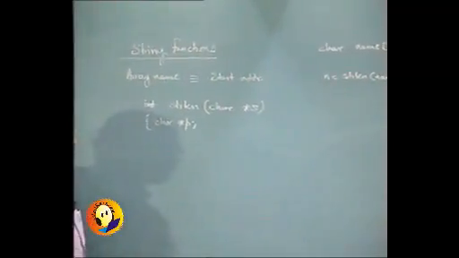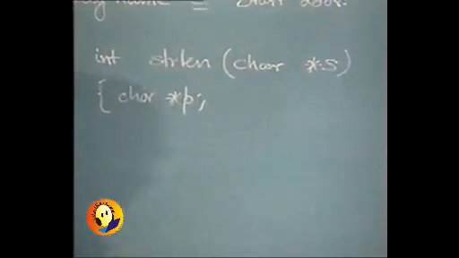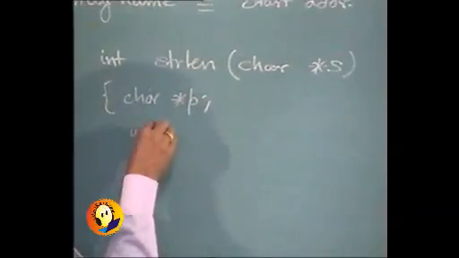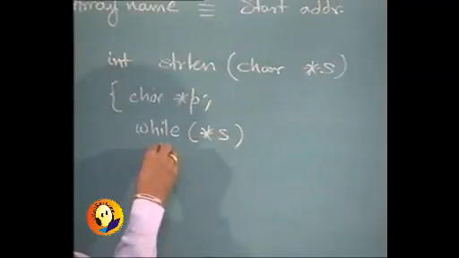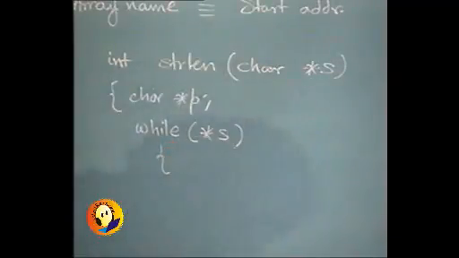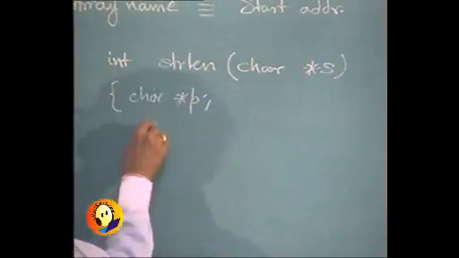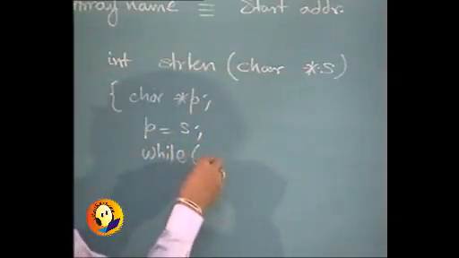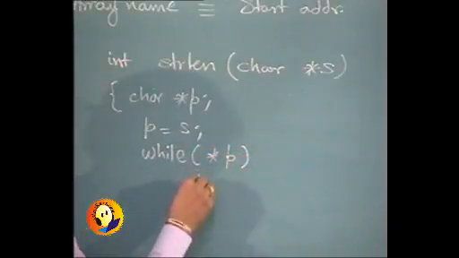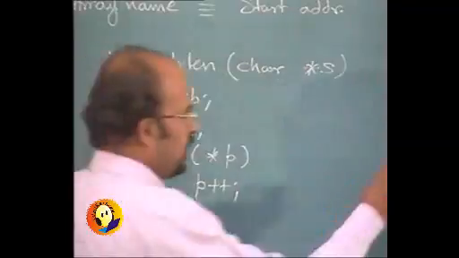Char star p. And I will say while star s, or slightly simplified, I will say p is equal to s, while star p plus plus. Just try and see what is happening.